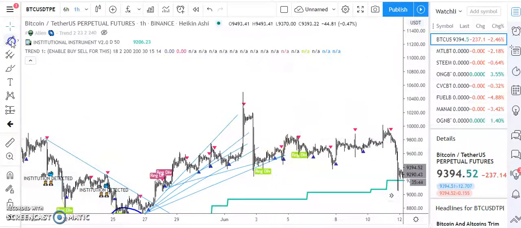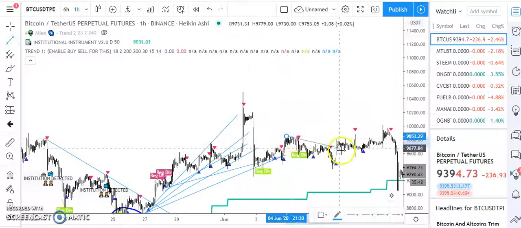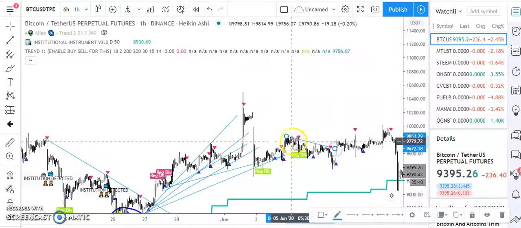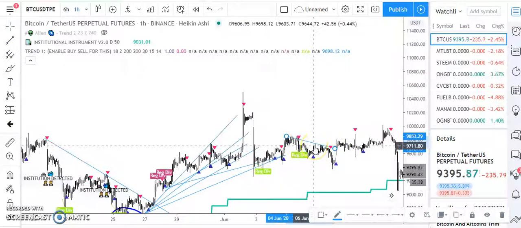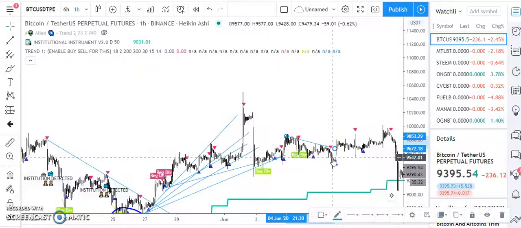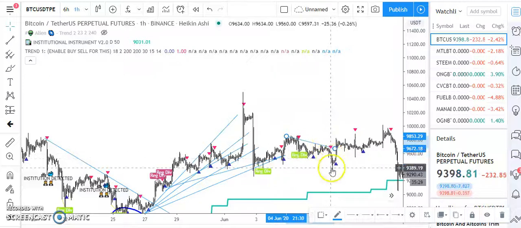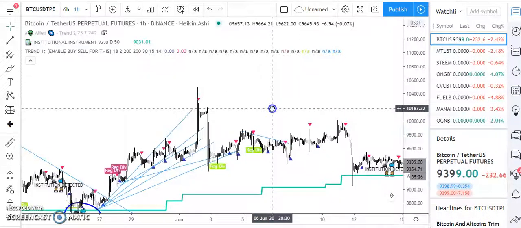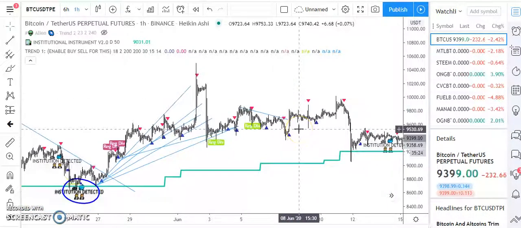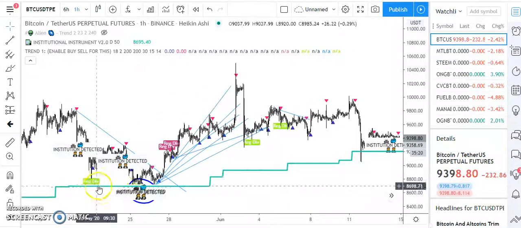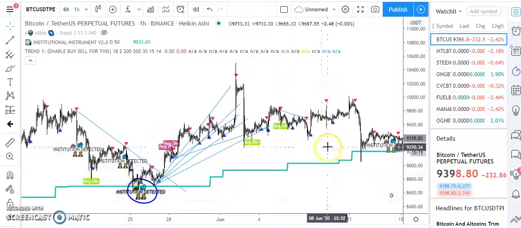Now you can see the market is coming down like this. The market is making lower highs and lower lows, so that means we are seeing a bearish trend. As I said, we saw a bearish trend, and again price went down. But are we in a long term bearish trend? No, because the market is trading above this particular line.